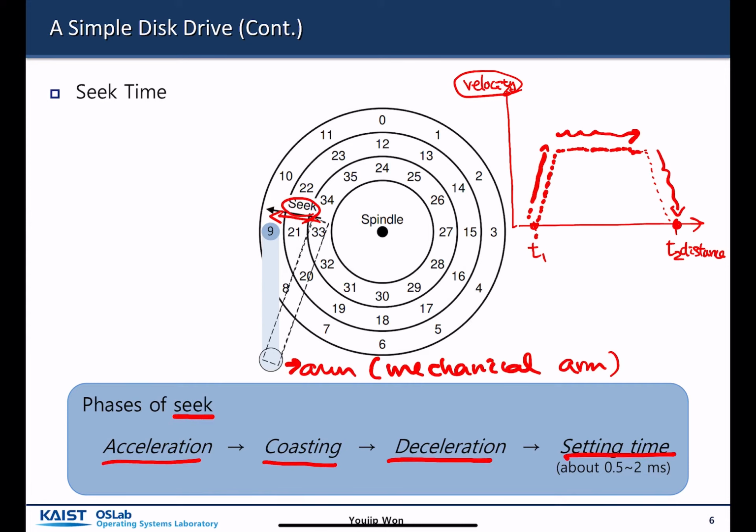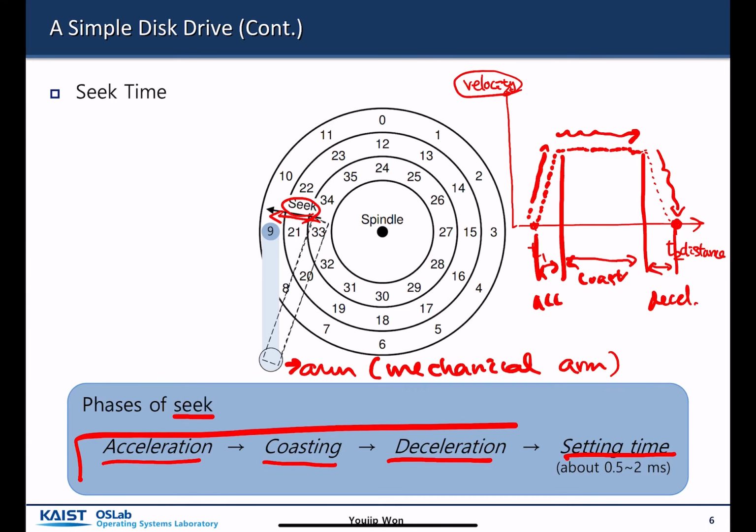From here to here, we can think of it as acceleration. From here to here, we think of it as a coast. And from here to here, we call it deceleration. Okay. And then after it reaches the neighborhood of the target track, it has to perform some fine-tuning to precisely place the disk head on top of the desired destination track. That we call settling. So this is the total time for seek.